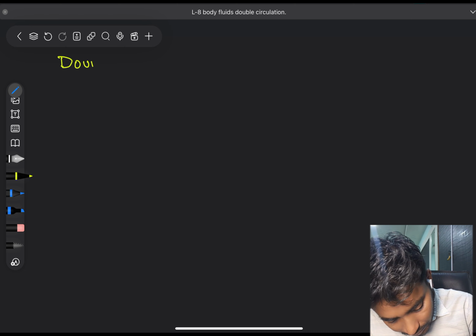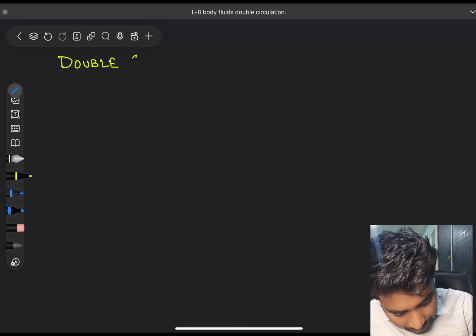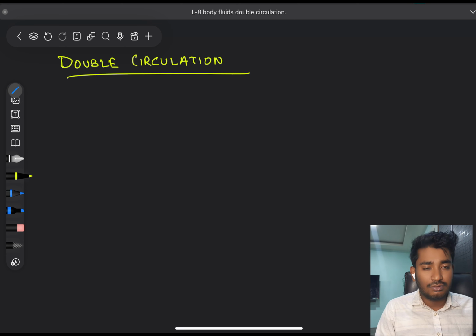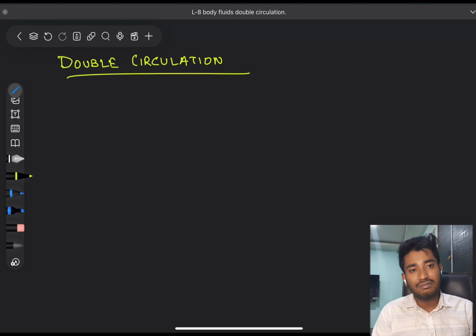Now we'll start with the topic double circulation. What do we mean by double circulation? Double circulation means that we have a closed circulatory system. Closed circulatory system means our oxygenated blood and the deoxygenated blood do not get mixed up in our body.